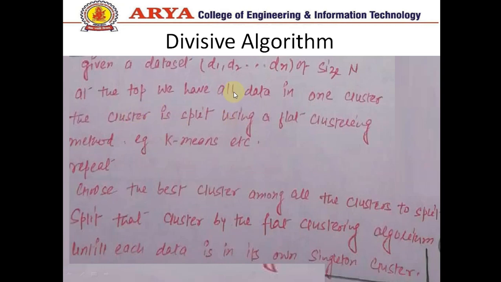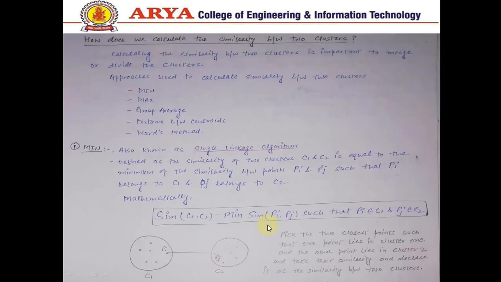At the top we have all data in one cluster. The cluster is split using a flat clustering method like k-means, etc. We repeat the process until all the data is divided into n number of elements.